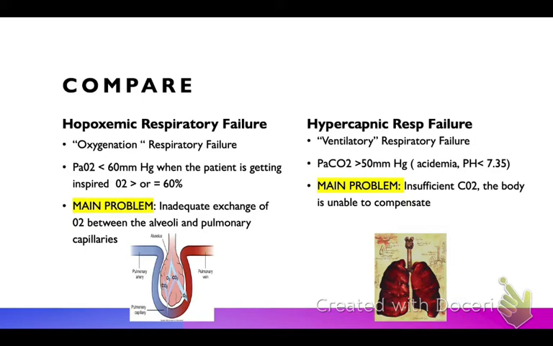So, if it's less than 60 millimeters of mercury when the patient is getting inspired oxygen of greater than or equal to 60%. So what is inspired oxygen? That is oxygen we breathe in, right? So let's say 60%, how do we get 60% oxygen? Well, probably a face mask would give us 60%. A mechanical ventilator, we can set the settings to give us 60%. Sometimes a BiPAP. So some of these things we can get 60% oxygen.